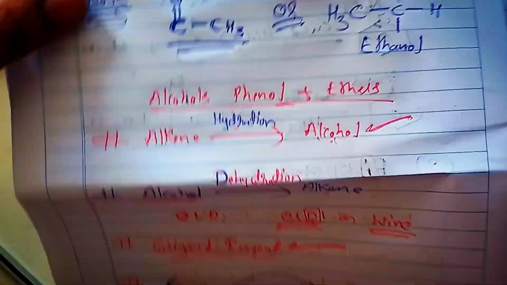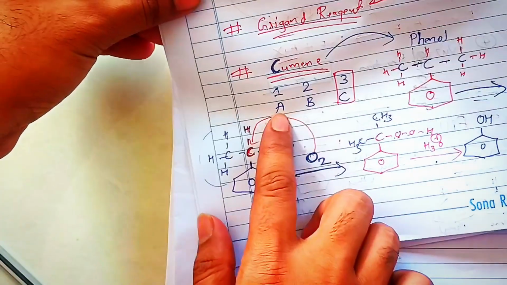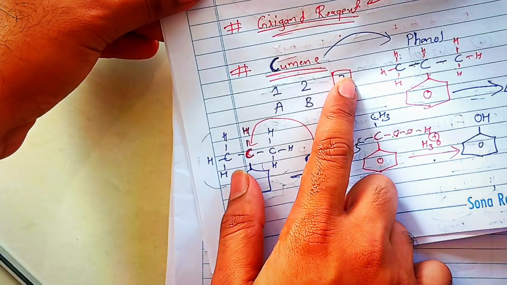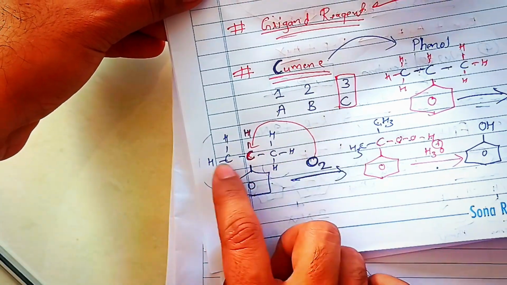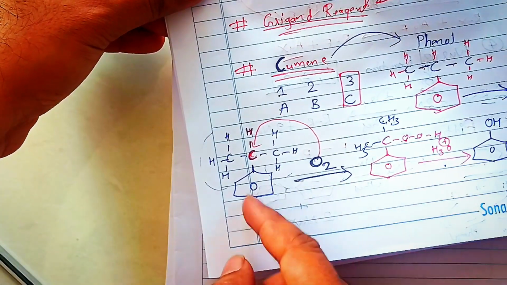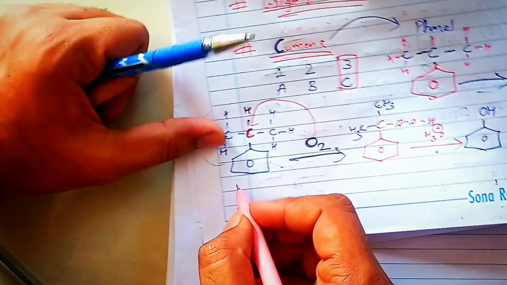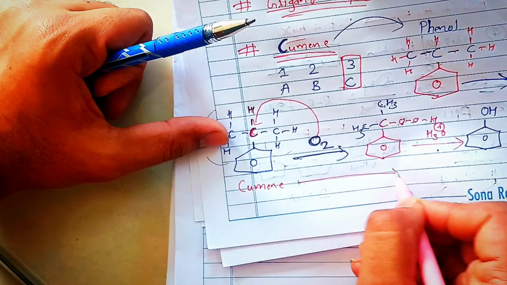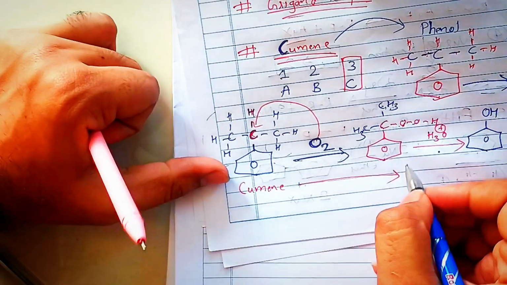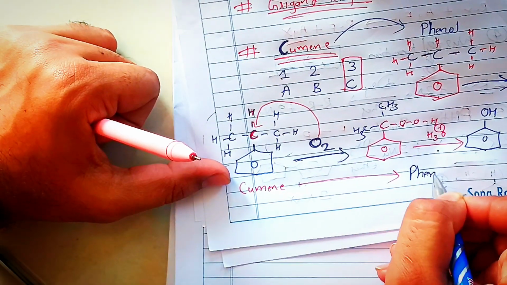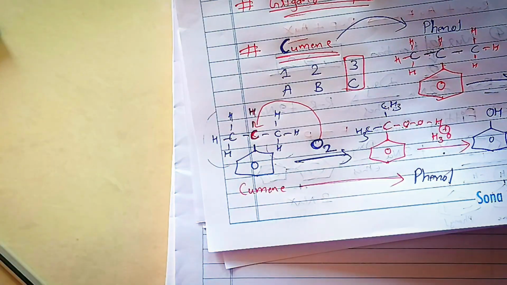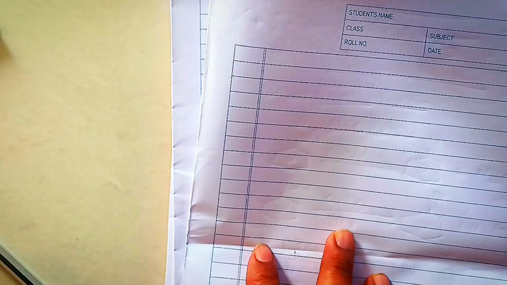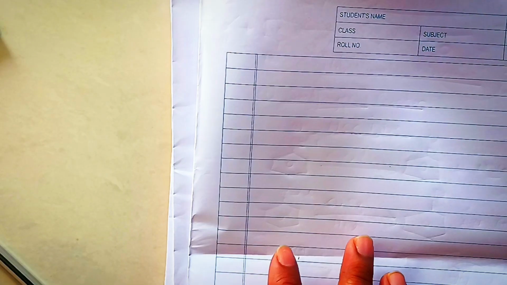Okay, by a simple trick like ABC, meaning the third position there is C, we can write the three C's, and we can get the structure of cumene, and then we can easily convert that to phenol. Okay, then next comes the what?